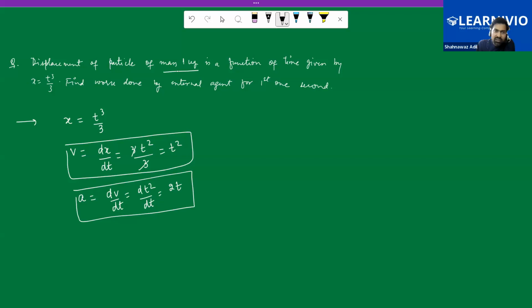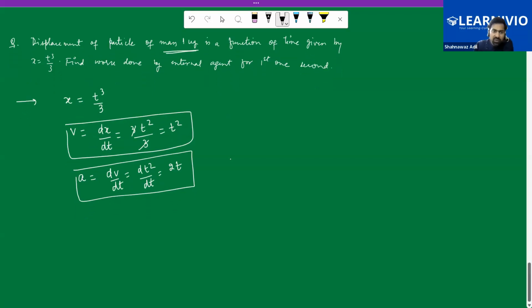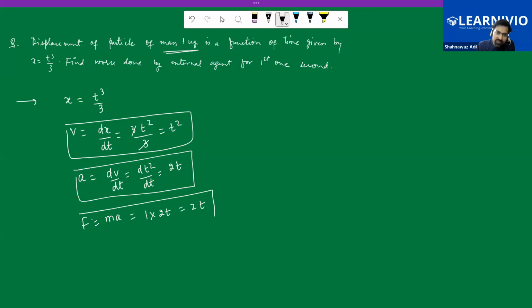So we have acceleration, we have velocity, and we have mass also. So from mass we can calculate the force. Force would be simply mass into acceleration. Mass is 1 kg, acceleration is 2t, so this is 2t newton. Now we have force, we have velocity.